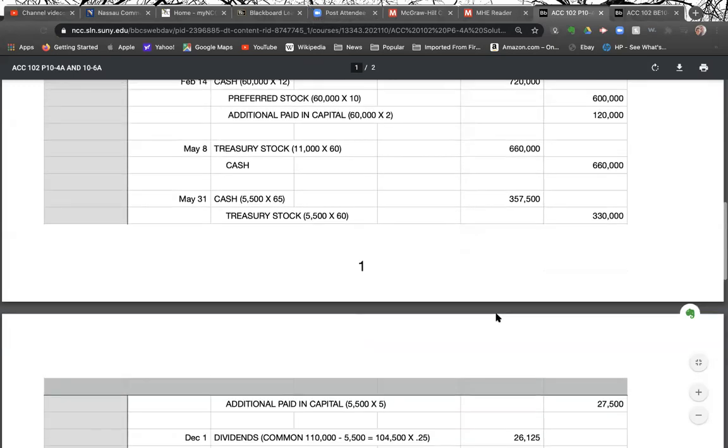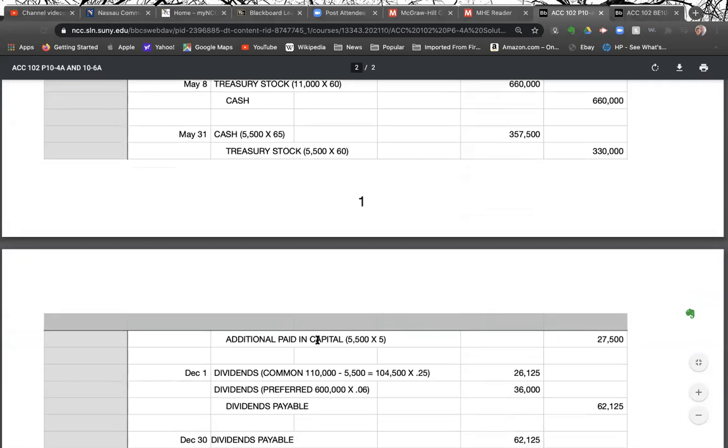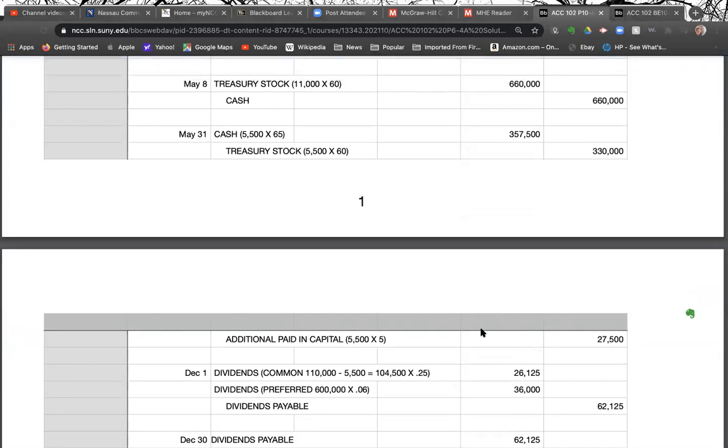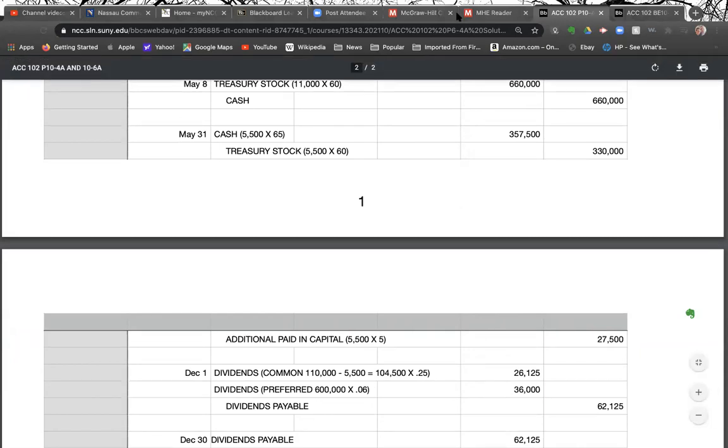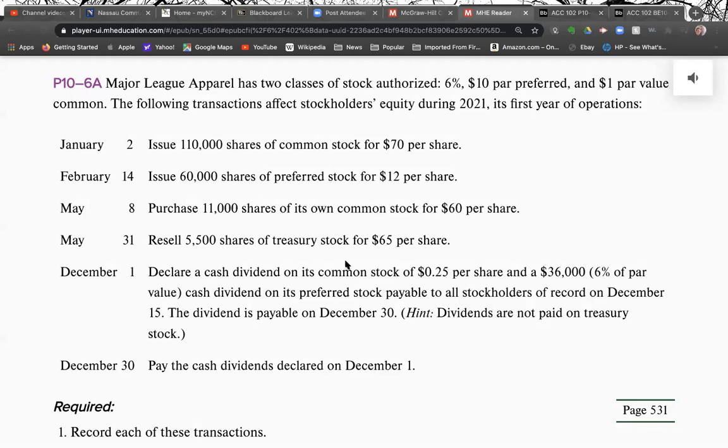And the extra $5, additional paid-in capital, 5,500 times 5, is 27,500. Now for the dividend. Declare a cash dividend on the common stock, $25 a share, and $36,000 on the preferred stock. So thank goodness on the preferred stock, they gave us the number.